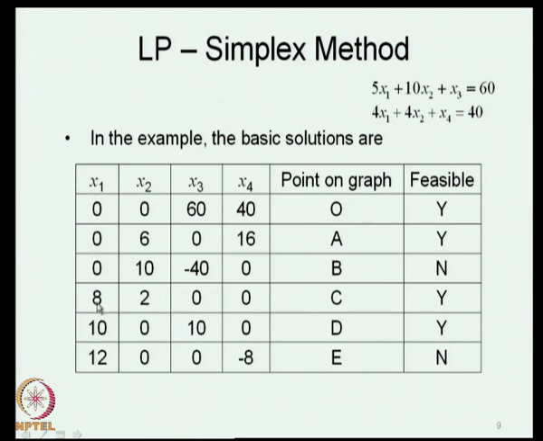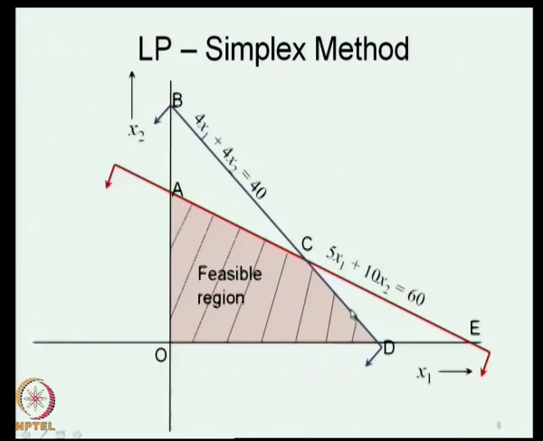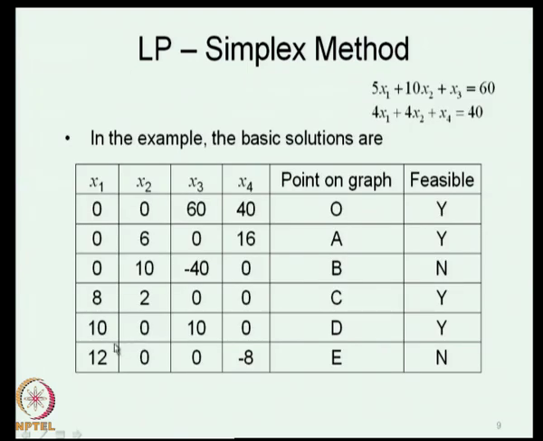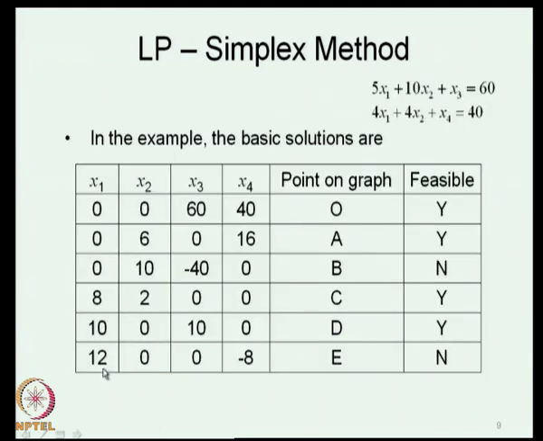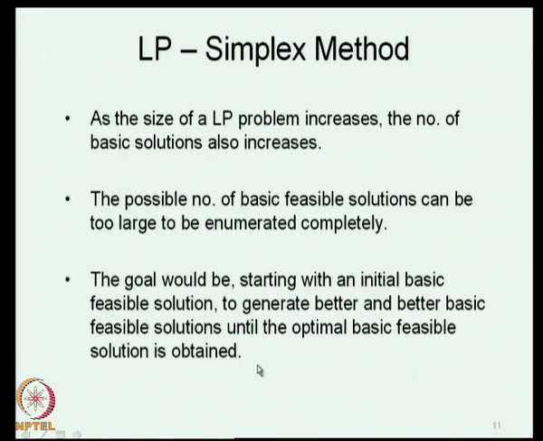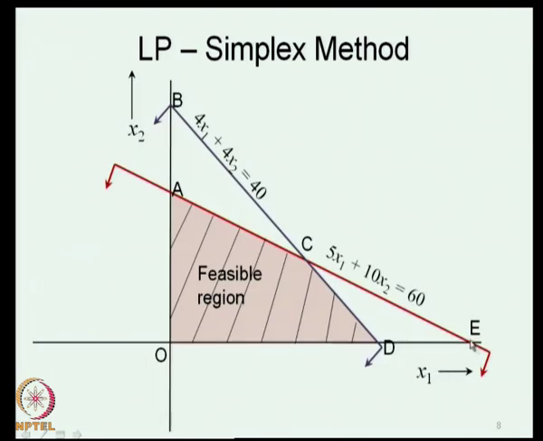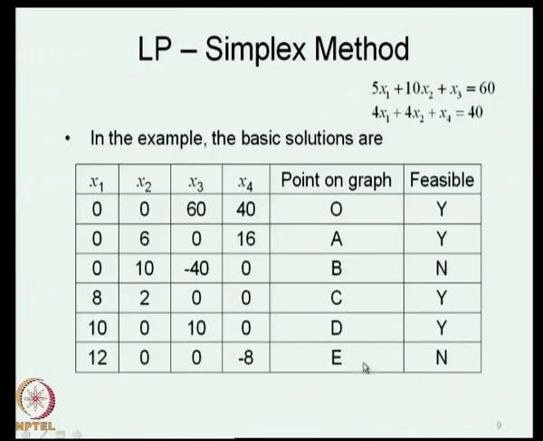Then we set x1 equal to 0, x4 equal to 0 and solve for x1 and x2, 8 and 2, you get point C here. And similarly, you set x2 equal to 0, x4 equal to 0, you get x1 equal to 10 and x3 equal to 10 by solving these two equations, that corresponds to point D here. And then you set x2 equal to 0 and x3 equal to 0, you get x1 equal to 12 and x4 equal to minus 8, which corresponds to point E here. That is point E, which is not feasible.